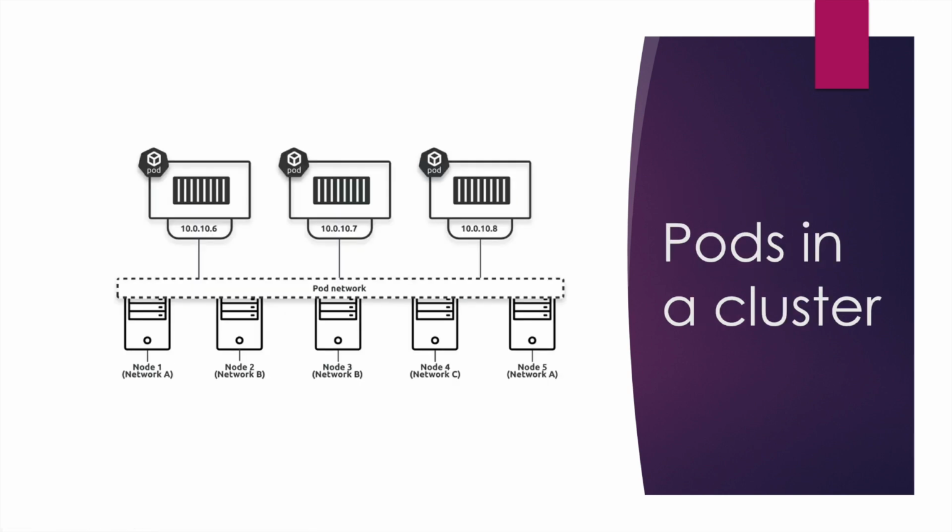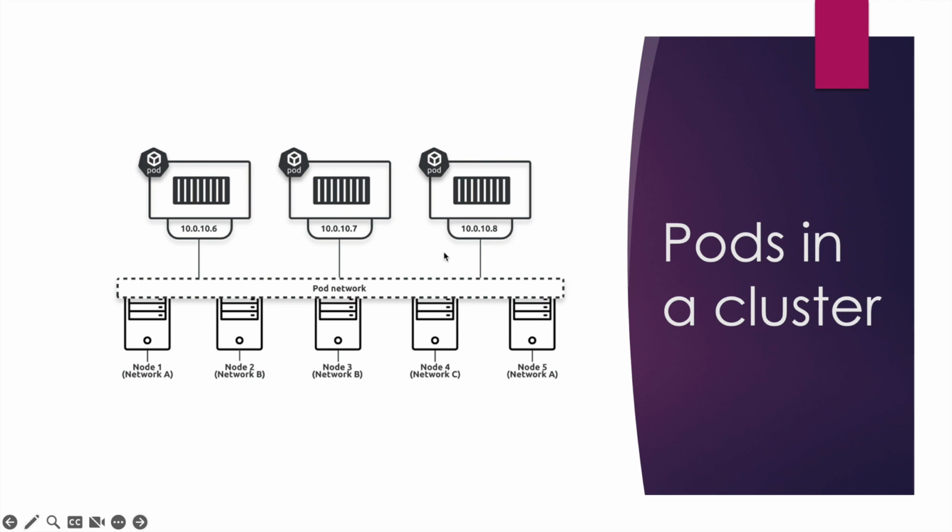This is how pods look when they are deployed on a cluster. We can see that we've got 5 computers, and they all are on different networks. So this one is network A, and node 5 is on network A, nodes 2 and 3 are on network B, and node 4 is on network C. It's not necessary that this will be the case, but if this is the case, and you deploy your pods onto one or many nodes from this cluster, what will happen is the pods will have their own network.